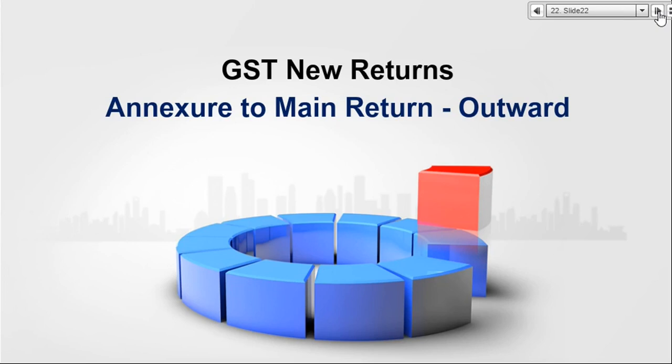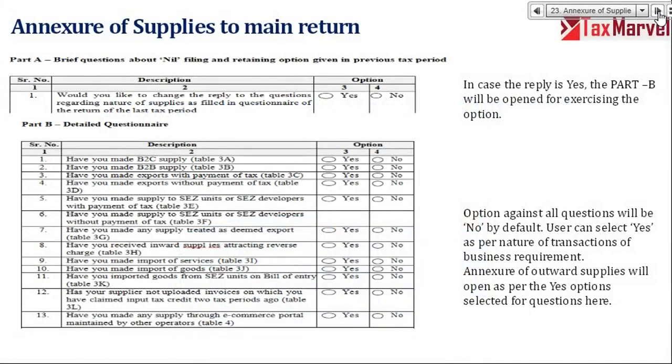Now we'll move on to annexure of main return. Since we have already seen your normal return, we'll go to annexure now, and it is simply the same thing which we have already seen. See here, annexure of supply.